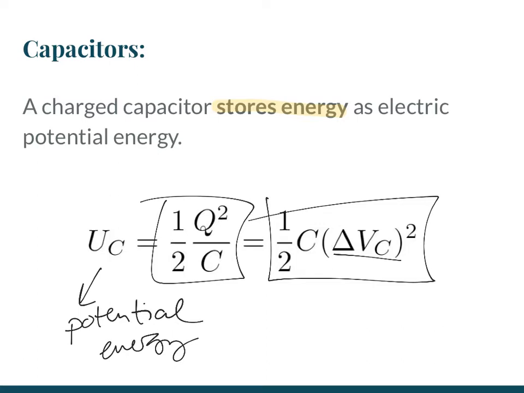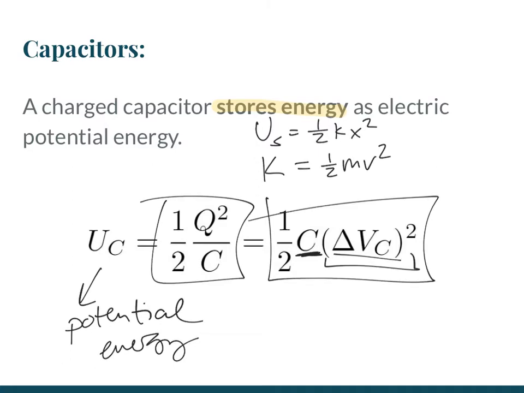Something you might note, if you're familiar with other energy equations in physics, is that this looks like an energy equation for lots of other things. You've got Hooke's law, which says the potential energy of a spring is 1/2 kx squared. And then also the kinetic energy of a system is 1/2 mv squared. So it follows that same format. You've got 1/2 times some property of the system. For a capacitor, it's the capacitance, and then times something squared.